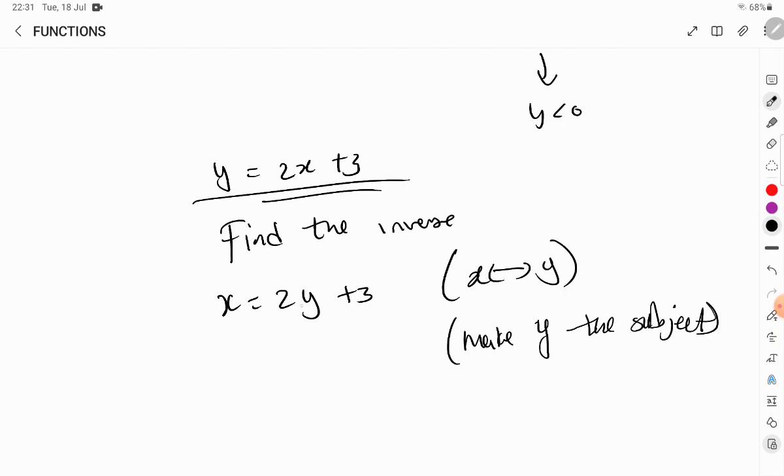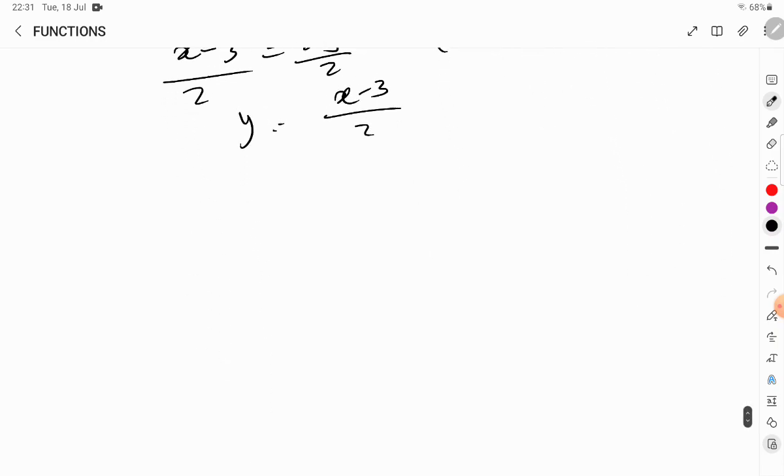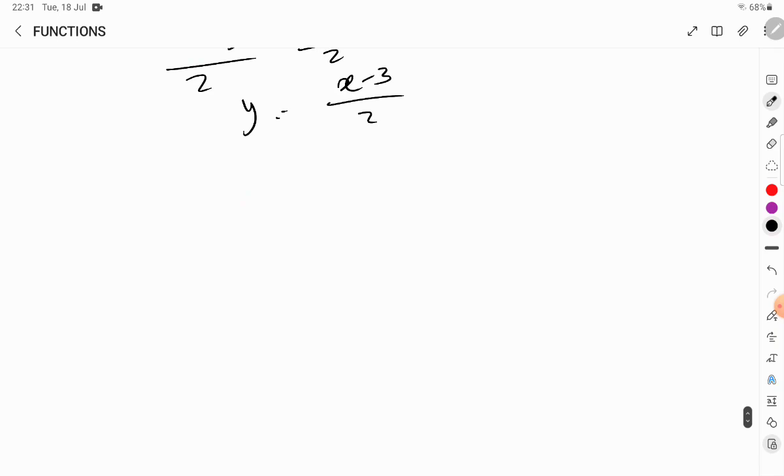So if you want to make y the subject, you're going to take 3 to the other side. This is x minus 3. 2y divided by 2, divided by 2. Now y is just x minus 3 over 2. Perfect. What if now you have an exponential?